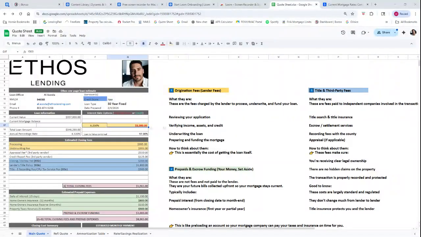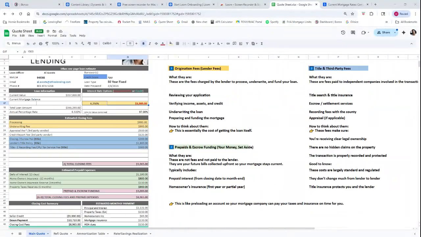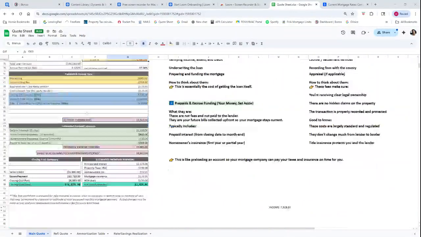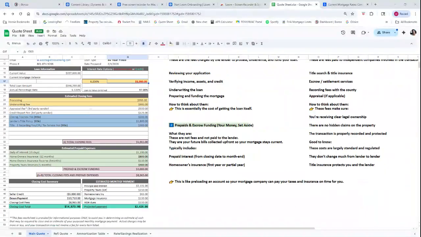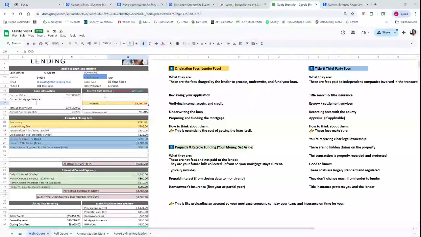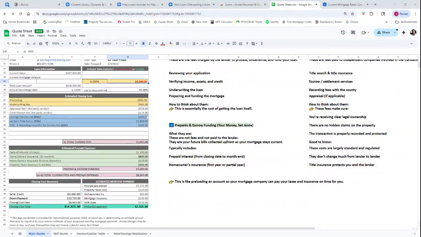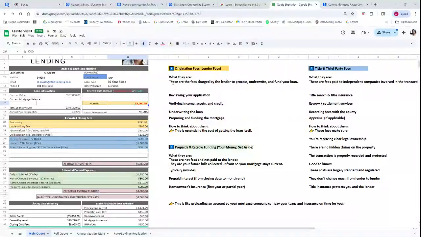Okay. So three main types of fees. We have origination or lender fees. Okay. We've got our prepaids and our escrow, and then we have title. All right. So I like this one-page loan estimate. This is essentially what I use for my clients, my people. I love that it's color coded. I love that it's easy to read. I feel like it's very hard to get confused anywhere because it's just so clean. But let's take a look at these.